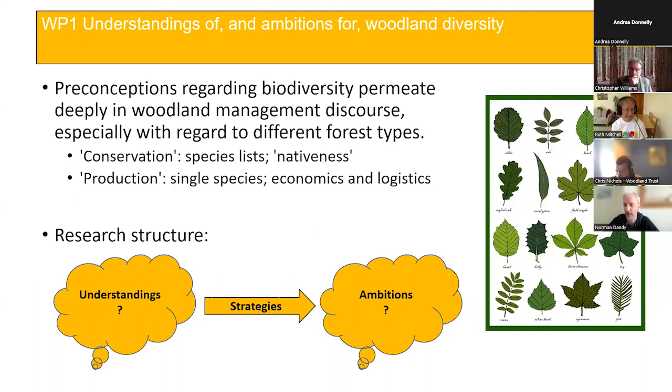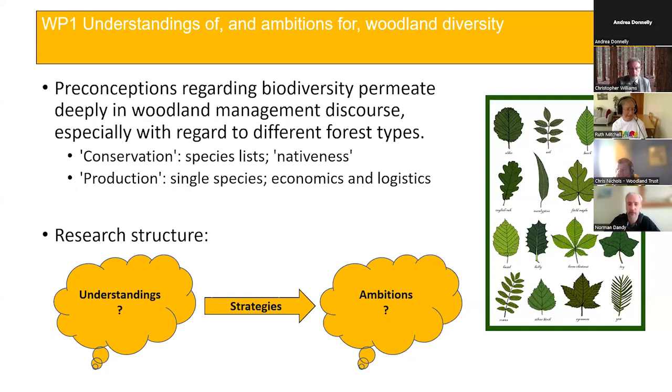Production orientated owners obviously often have conservation objectives embedded in their management plans, and similarly conservation orientated managers can often have production, possibly small scale objectives as well. So our first target is to understand those ideas about diversity and woodland diversity and diversification amongst our existing owners along these sort of types.